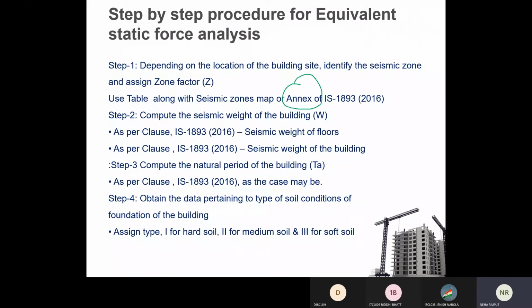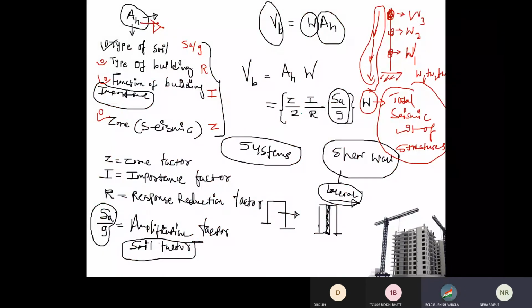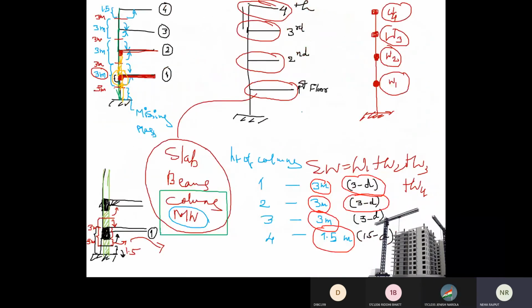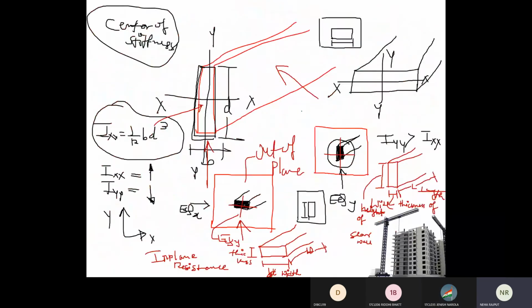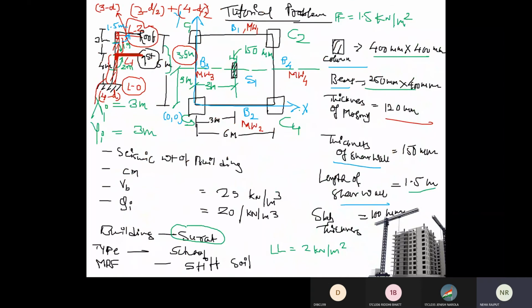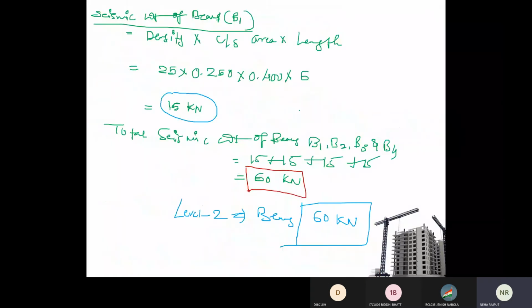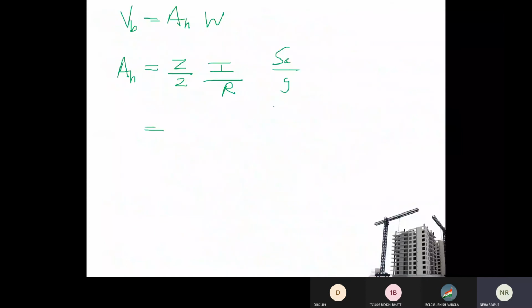Open the annexure. You can get the zone factor for Surat. Which zone is it in? Zone 3. Zone 3 means 0.24, right? Sorry, zone 3, so 0.16.